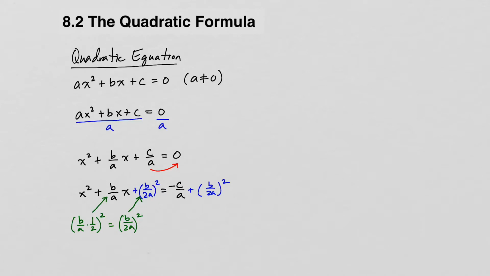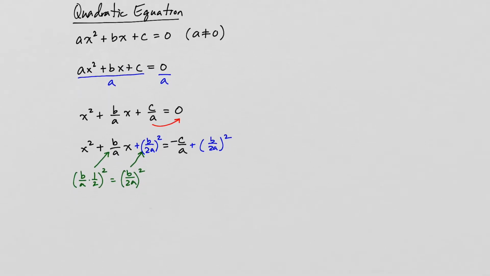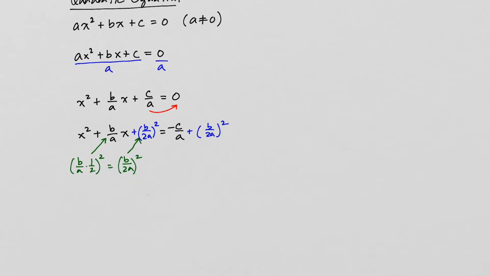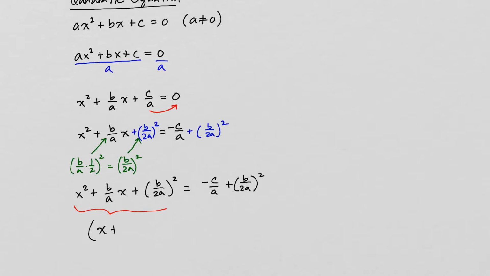Now, I know it's getting a little bit tedious, but just stay with this process. So the next step is we're going to factor the left-hand side of the equation. Actually, let me first just rewrite it. So we have x squared plus b over a times x plus b over 2a quantity squared equals negative c over a plus b over 2a quantity squared. So now factoring the left-hand side is going to give us x plus b over 2a quantity squared. And on the right-hand side, we're just going to simplify this expression as much as possible.